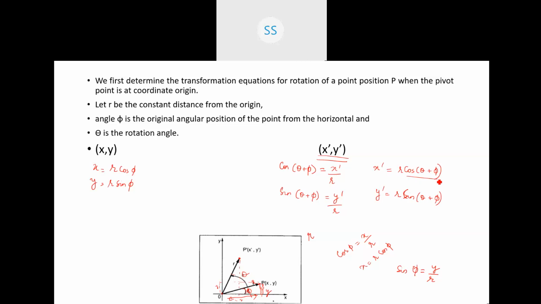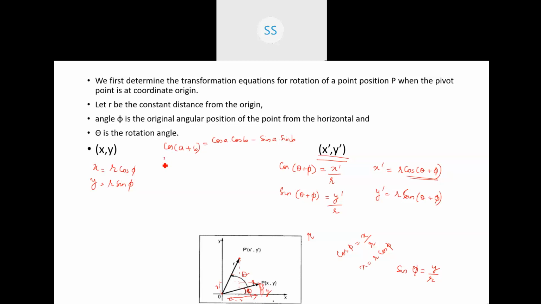Now you must have studied what cos of a plus b is. What is cos of a plus b? It is cos a cos b minus sin a sin b.